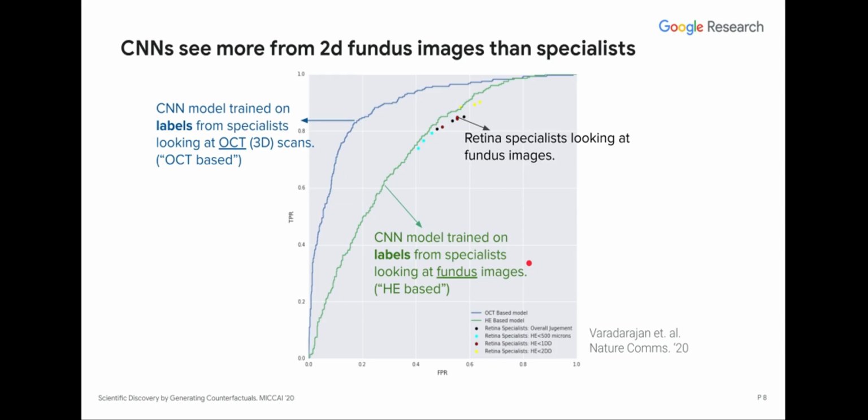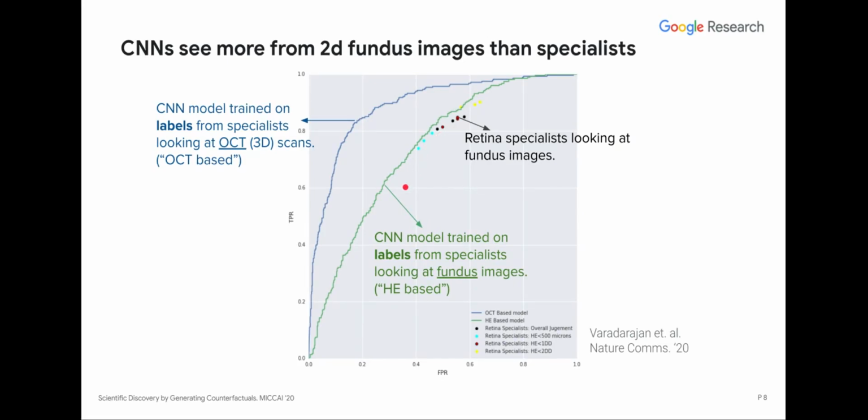Previous work has found that when convolutional models are trained on labels from specialists looking at fundus images, the performance of these models matches that of specialists. But in general, it's quite poor. This is characterized by this green curve here. This is a CNN model trained on labels from specialists looking at fundus images. And this is the performance of specialists on fundus images.